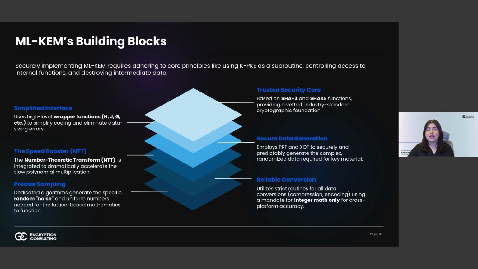The generation of key material is handled with absolute precision. It uses specialized dedicated functions like the pseudo-random function and the extendable output function to generate all of the necessary complex randomized data. This approach ensures the key material is secure and mathematically sound, moving the critical task of randomness control into a highly governed module. The NTT is the key to ML-KEM speed.